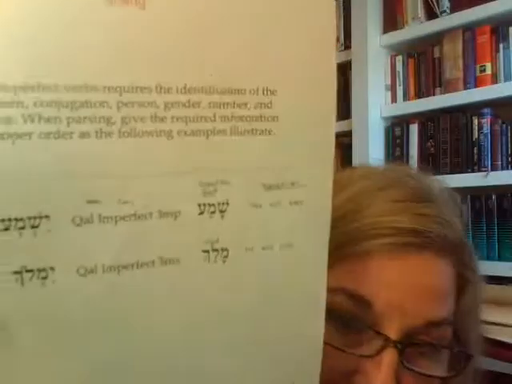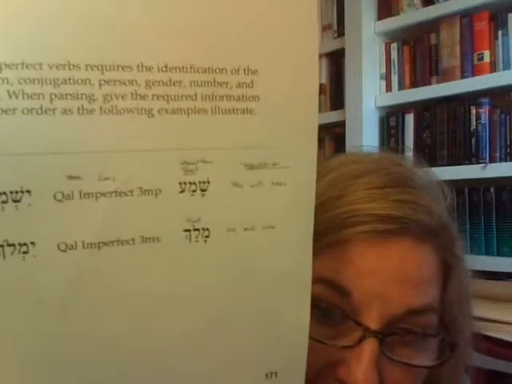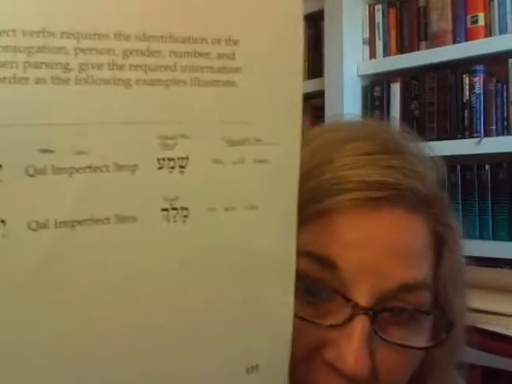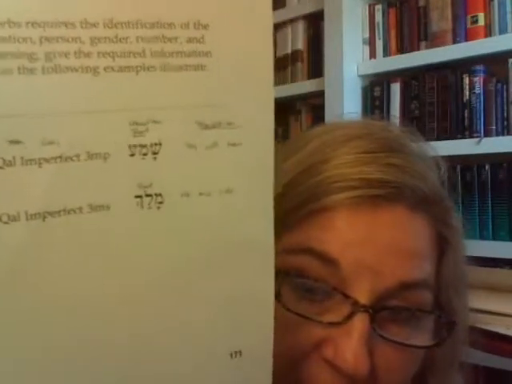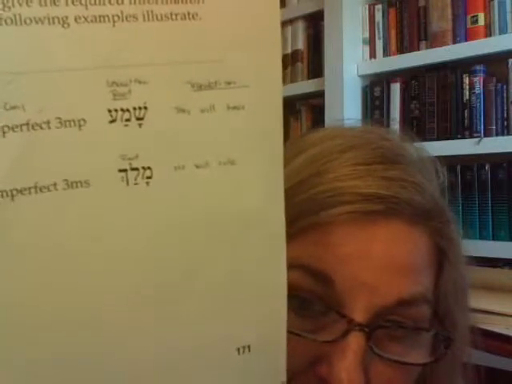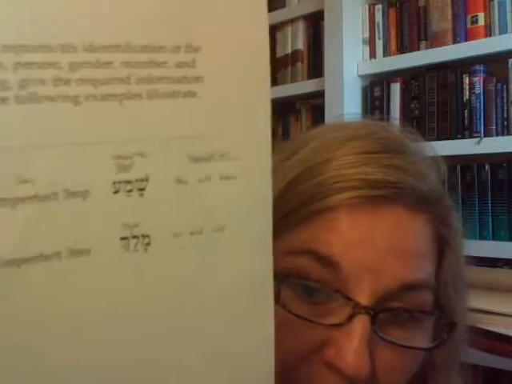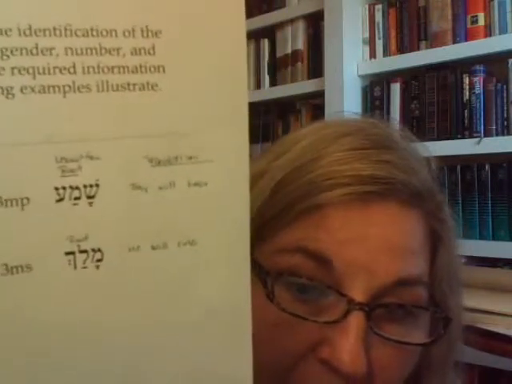Then this next word, yimlok, is a Qal imperfect third masculine singular. It's from the root or lexical form malak, and you're going to translate it he will rule. So when I ask you for your parsing, that's what it's going to look like. Now this ends our Qal imperfect strong section, and I'll be right back with the imperfect weak.